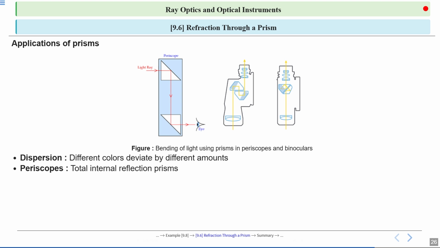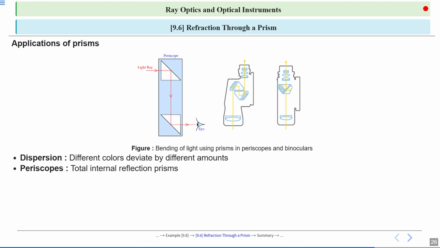Okay, so in the first diagram you can see there is a red light entering, red color. That is the light ray, and that is the setup of a periscope. Light is entering from one side, and that prism is known as a porro prism. So what is happening here? Total internal reflection.